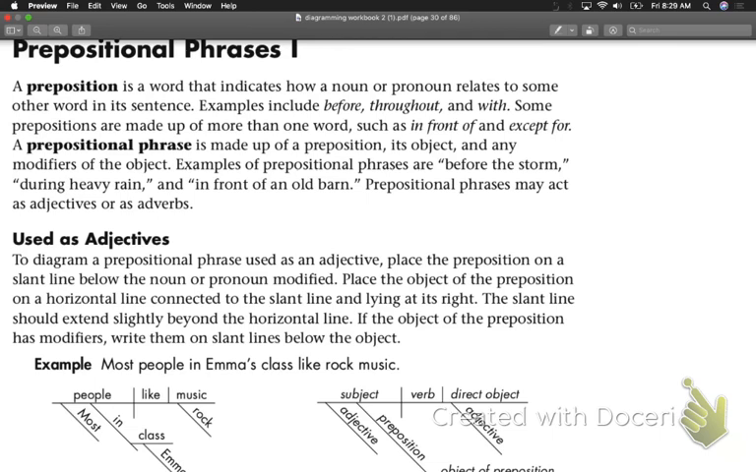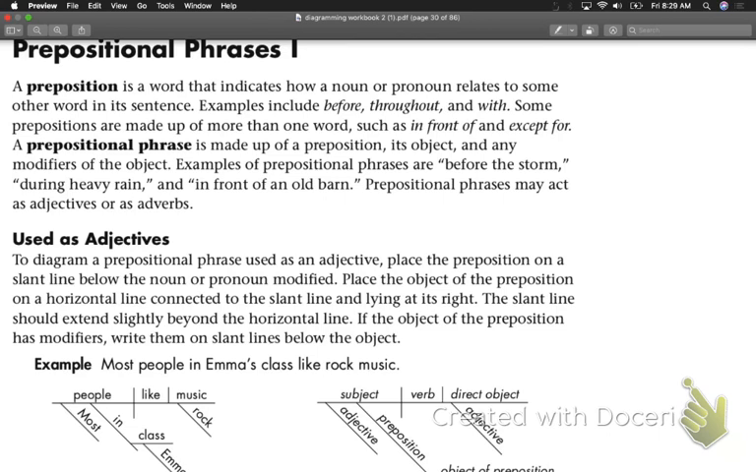We're going to look at prepositional phrases at this point. A preposition is a word that indicates how a noun or a pronoun relates to some other word in a sentence. Examples of prepositions include before, throughout, and with. Some prepositions are made up of more than one word, such as in front of and except for. A prepositional phrase is made up of the preposition and its object, and any modifiers of the object. Examples of a prepositional phrase: before the storm, during heavy rain, and in front of an old barn.